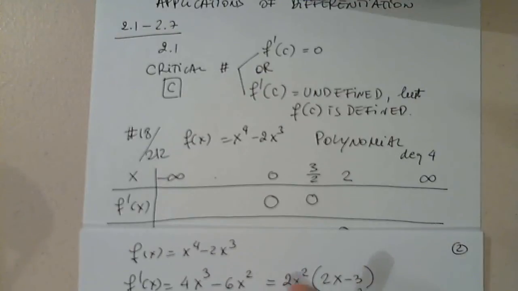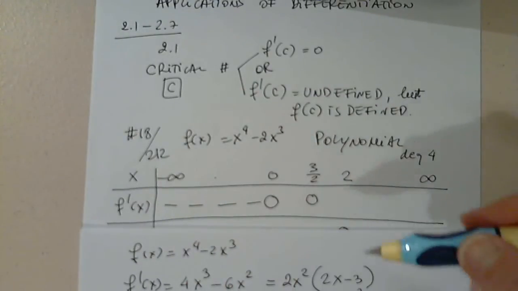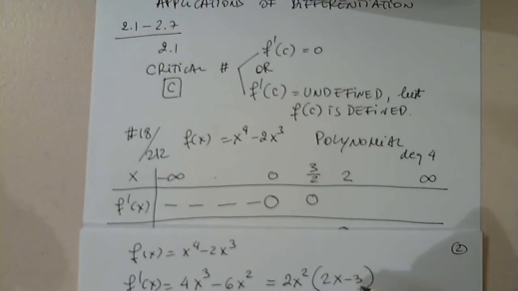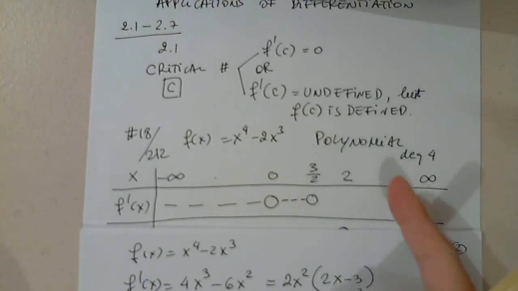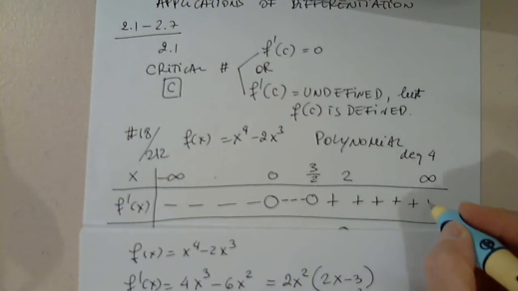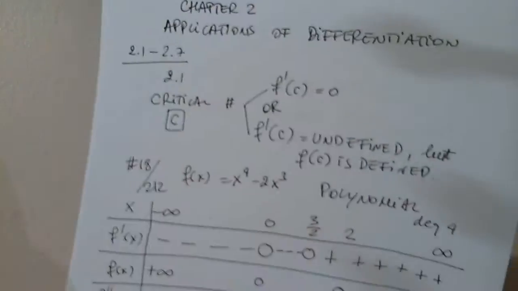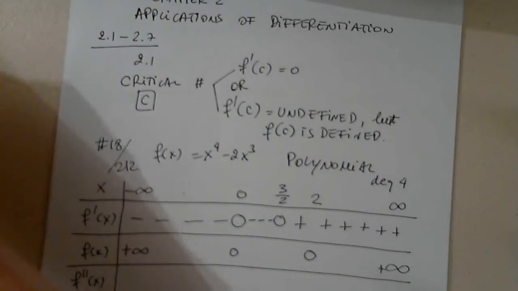This is positive always. 2 times negative 1 is negative 2, minus 3 is negative. I'm going to pick a number here, let's say 1. 2 minus 3 is still negative, and this is always positive, so it's also negative. I'm going to pick a number here, let's say 2. 2 times 2 is 4, 4 minus 3 is 1. This is positive, this is positive. Everything is positive here.